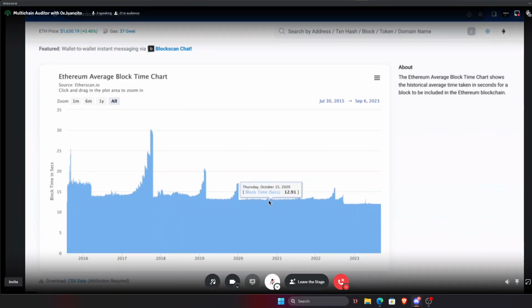So this is an average. If we go day by day or block by block, we may experience that it's 12 seconds, but we see that it's 12.15, 12.14. So it might slightly vary.